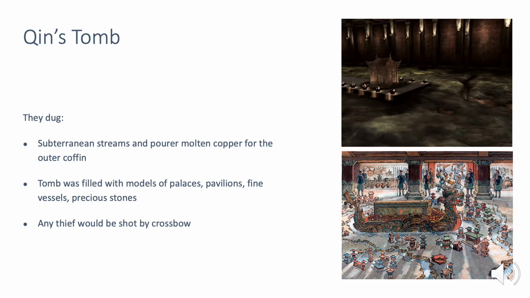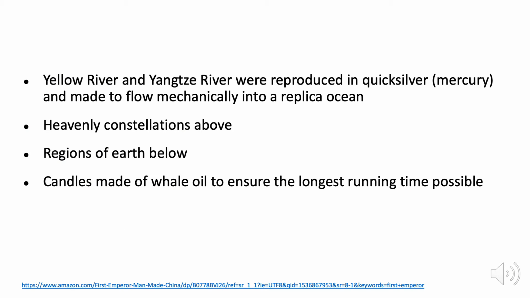The tomb itself was filled with models of palaces, pavilions, fine vessels, and precious stones. Any thief who would come anywhere near the tomb while the workers were building it would be shot by a crossbow. The Yellow River and the Yangtze River are reproduced in quicksilver, or mercury, and made to flow mechanically into a replica ocean. So this is all again in that tomb on the previous slide that I showed you.